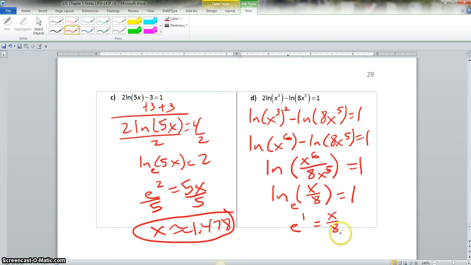Now we can multiply both sides by 8 to get x by itself, and we will have 8e is equal to x. Now when we put this in our calculator, we will have x is approximately 21.746, and that is the final answer.